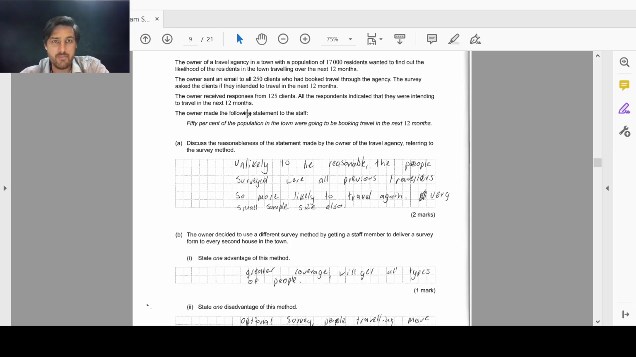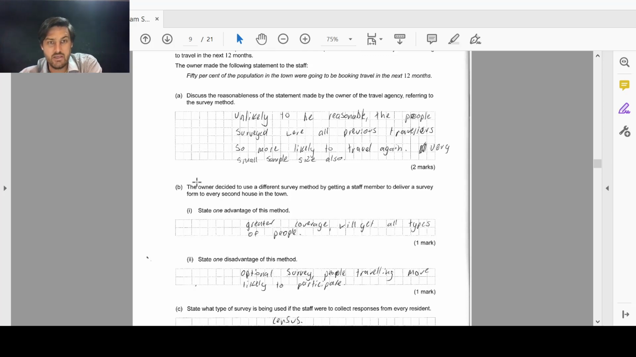Okay, so the owner made the following statement to staff. Again, you guys can read that. 50% of the population in town were going to be booking travel in the next 12 months. Now, really, it's after a reason why this statement is either reasonable or unreasonable. Again, you guys can make up your own minds. I said it was unlikely to be reasonable because the people they surveyed were all previous travellers, thus they're more likely to travel again. Or you could have said that it's a very small sample size in a town of that sort of size. Either of those would be acceptable answers.